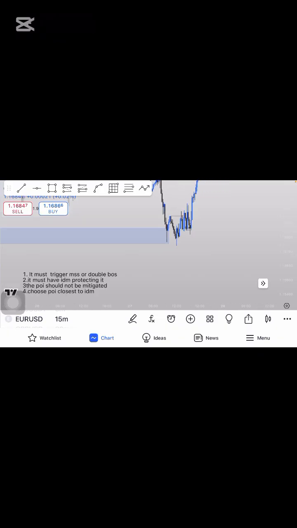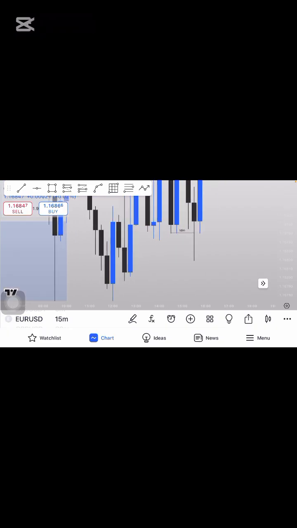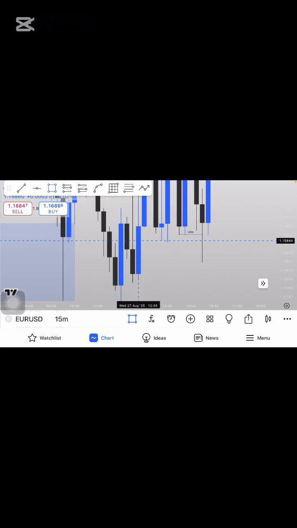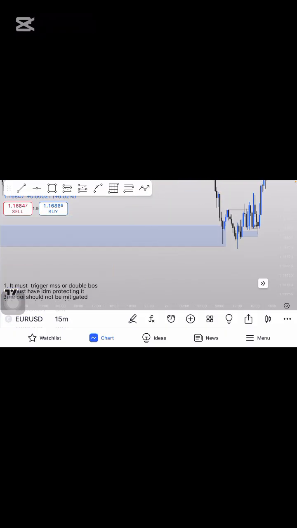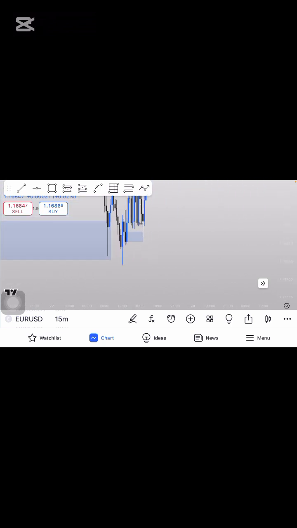Then the third one says that the POI should not be mitigated. Now let's check this order block. Has it been mitigated? No. After this pullback, it isn't mitigated. See our order block here from the body. Then the fourth will now say that choose the POI closest to liquidity, and this one is the one that is closest to inducement.